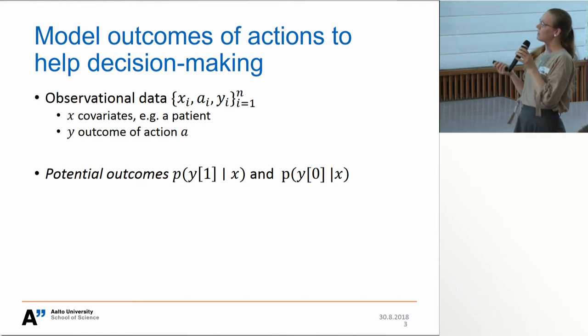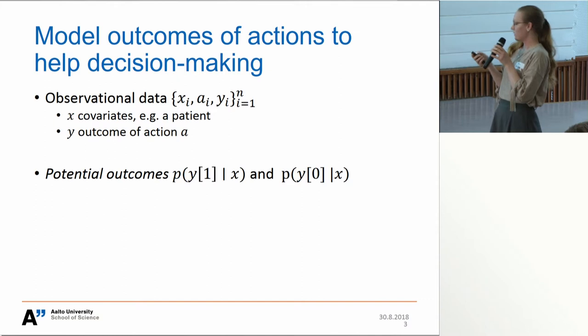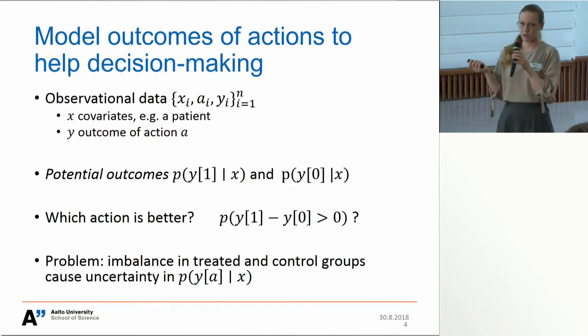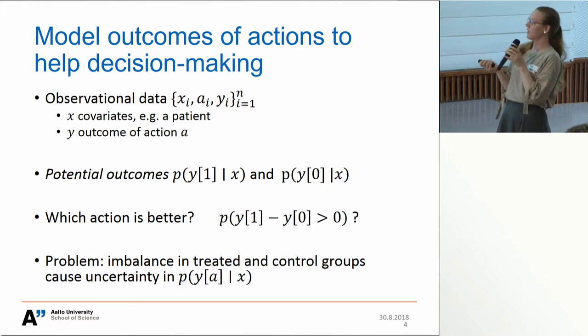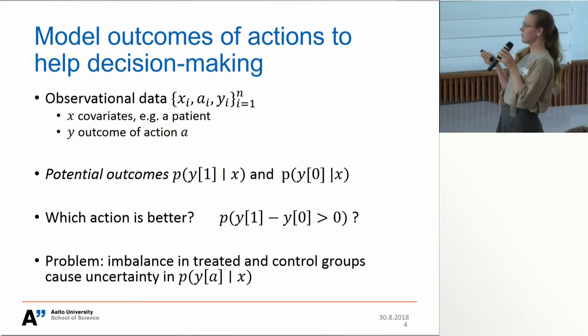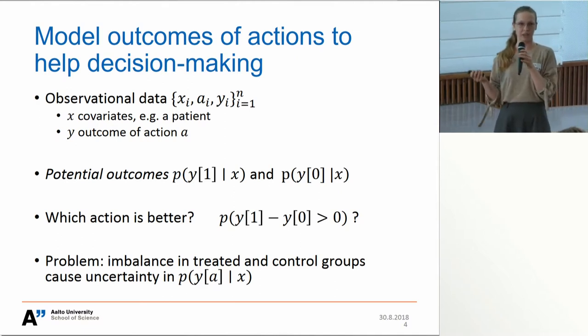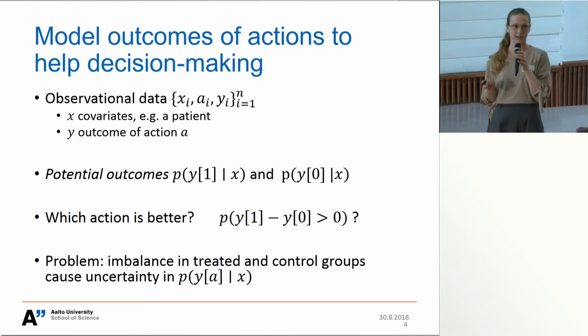So typically then we have a set of treated patients and then a control patient group. And what do we want to do when we learn this? In our application, we want to know which action is better, and that we can do by comparing the potential outcomes for that patient, which one is higher, so that is presumably better. However, there is a problem because these data sets are typically very imbalanced. There are more control patients than treated patients, and also there might be some confounding. For example, sicker patients tend to get more aggressive treatments, and richer people can afford some treatments that wouldn't otherwise be available.